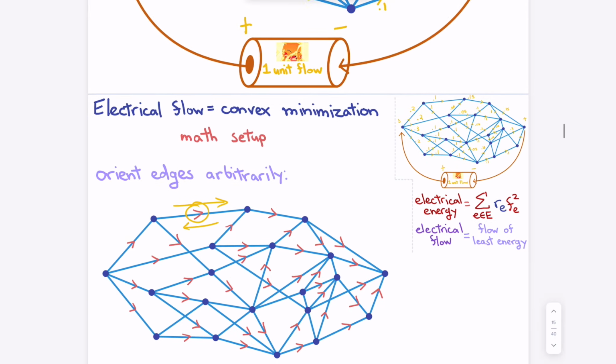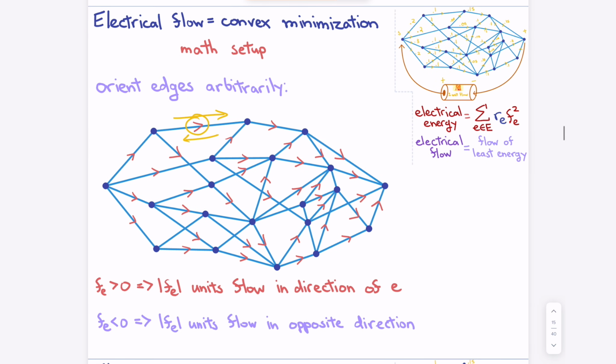Now, we want to treat this algebraically, so we just need to do a little bit of setup to do some notation. So you start with an undirected graph, but I want to talk about a flow vector sending some flow that way or some flow this way along an edge. So what I'm going to do is orient the edges arbitrarily, just fix any orientation.